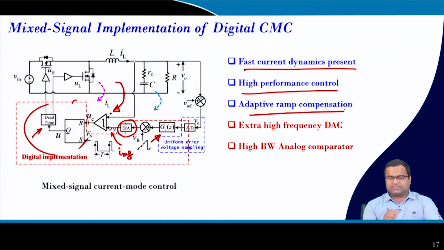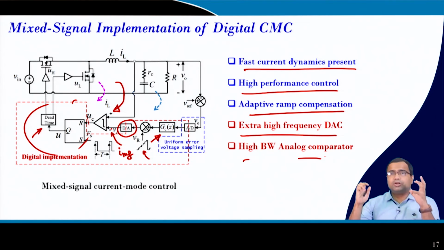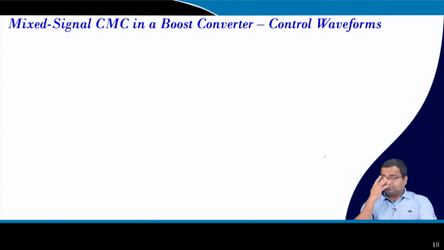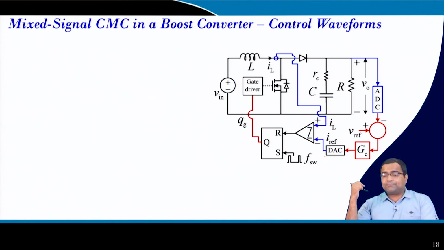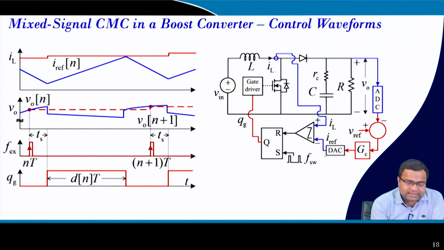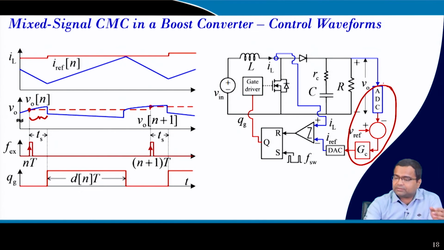Adaptive ramp compensation is very easily possible, because the ramp is in the digital domain, but you need an extra D2A converter here, and a high bandwidth analog comparator is still required, because that consumes a lot of power. So, our next target is how to replace it. If we take the mixed signal current waveform in a boost converter, as I said, we take the output voltage sample here and provide this delay time, so that the computation of the controller, that means this whole process, can be completed. This delay is the TS delay.